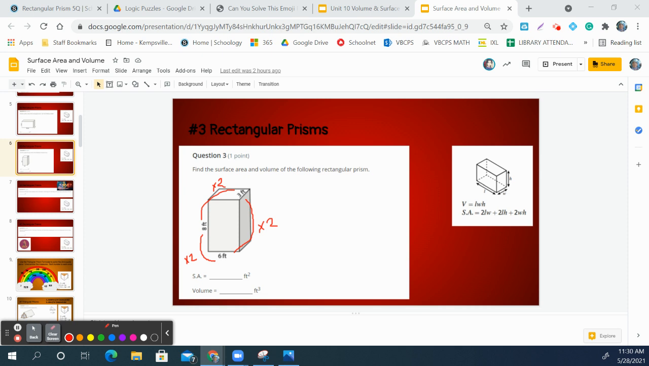Remember, the triangular prisms are definitely the hardest ones. So as you have questions, please ask about them.